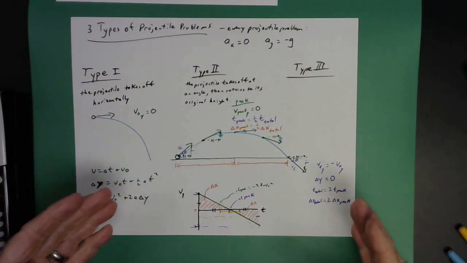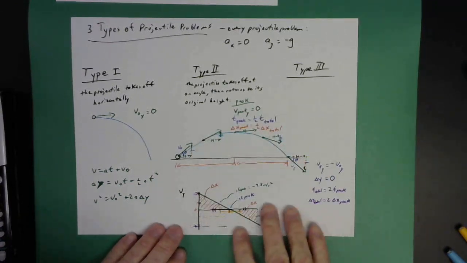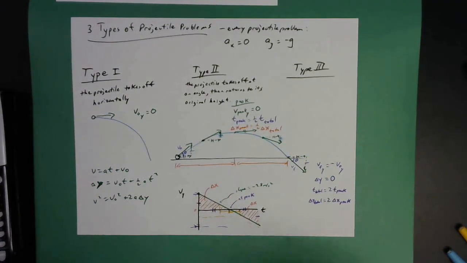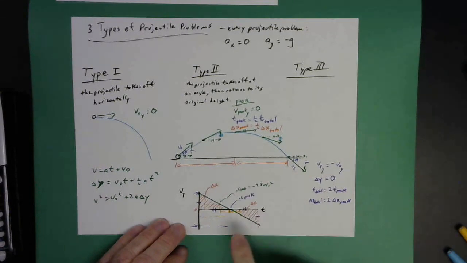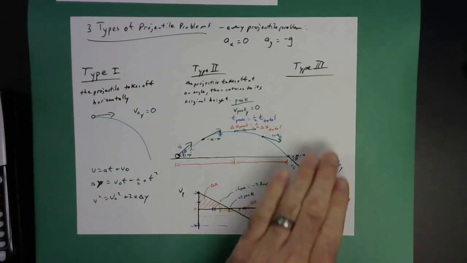So anyway, this is a ton of stuff that you're supposed to just recognize when you see a type 2 setup. Okay, for completeness, let me finish type 3.